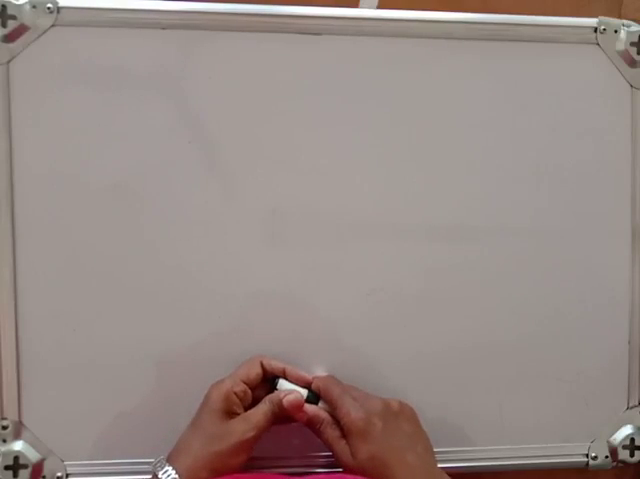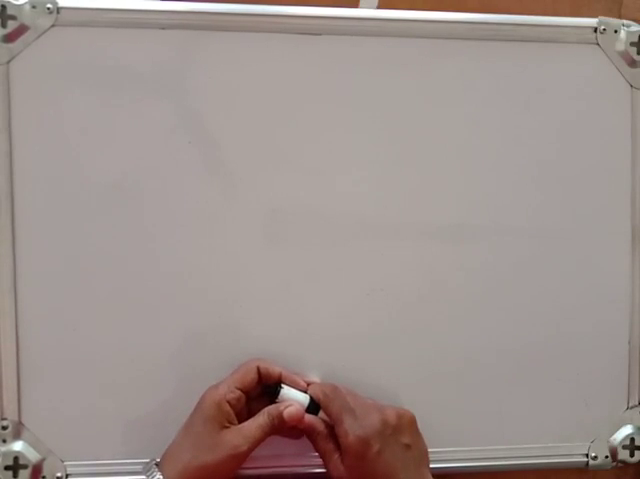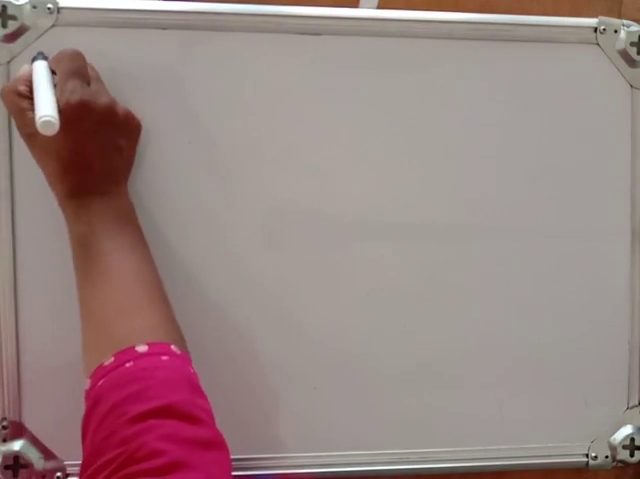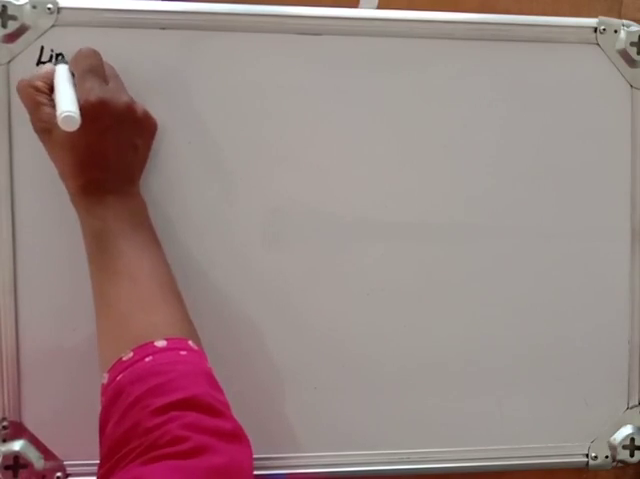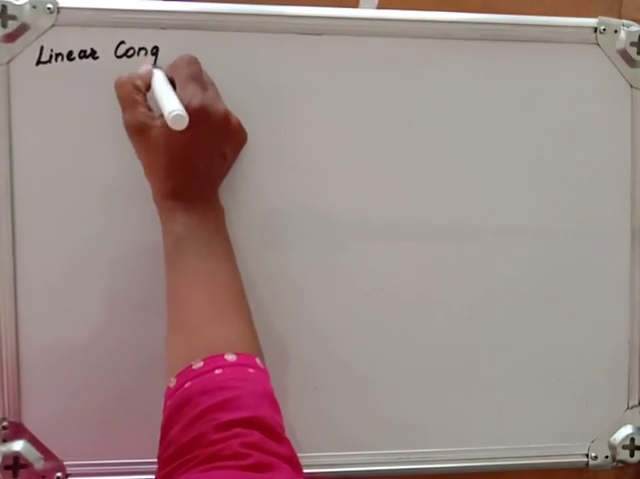Hello students, in the previous video we have seen the examples on Fermat's theorem and Euler's theorem. Now let us start the linear congruences. So let me take the definition of it first, linear congruences.